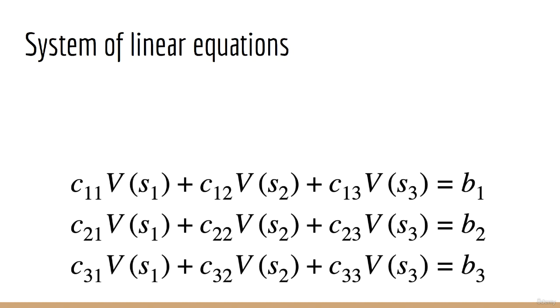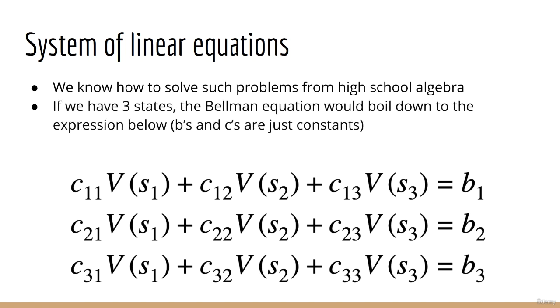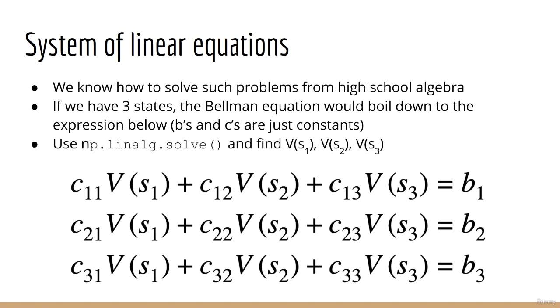Surprisingly, this just becomes a system of linear equations, which you know how to solve from high school algebra. Suppose we have three states. Then, if we simplify the summation from the Bellman equation, we would arrive at something like this. So here, the b's and the c's are just constants which are derived from the probabilities, which we've assumed that we know. From this, we can call a simple function like np.linalg.solve, and this would tell us v of s1, v of s2, and v of s3. In other words, if we know both our policy and the environment dynamics, we can solve for the value function using only linear algebra.